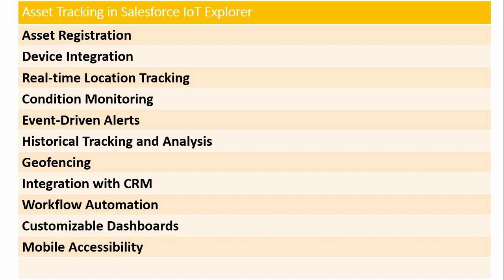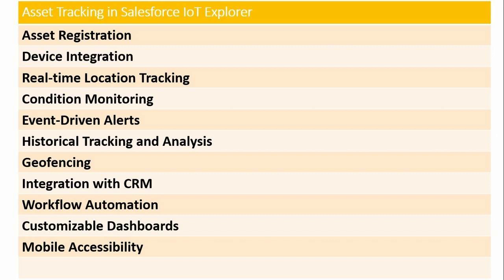Define tracking rules. Set up rules within Salesforce IoT to define how asset data should be tracked, monitored, and analyzed. Real-time data ingestion. Configure data ingestion processes to handle real-time data from IoT devices attached to assets. Geofencing configuration. Implement geofencing if required, defining virtual boundaries and associated actions or alerts.